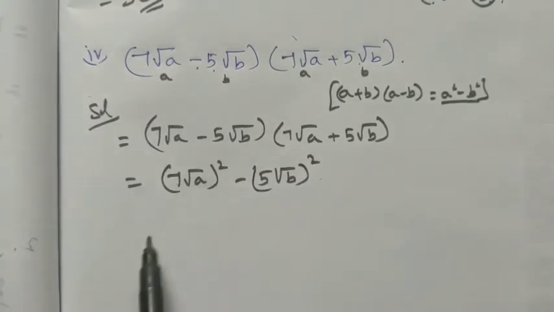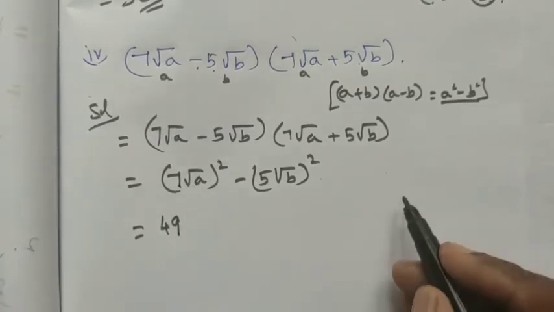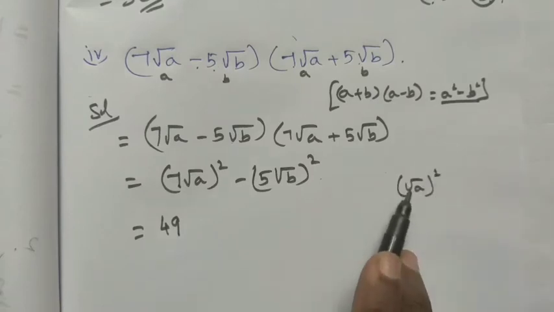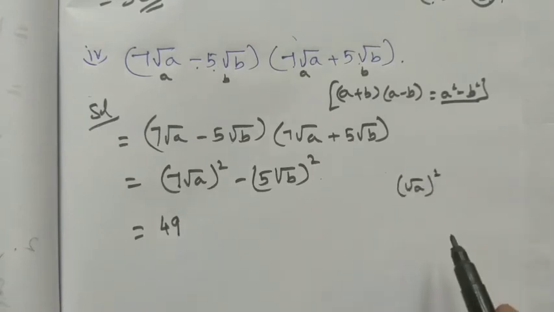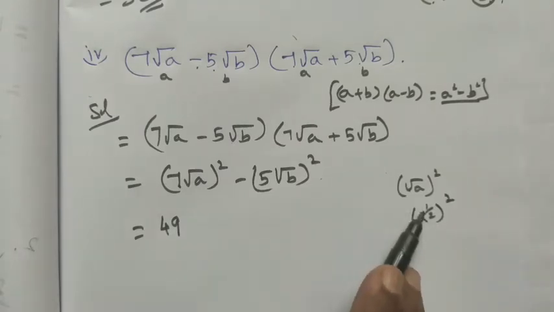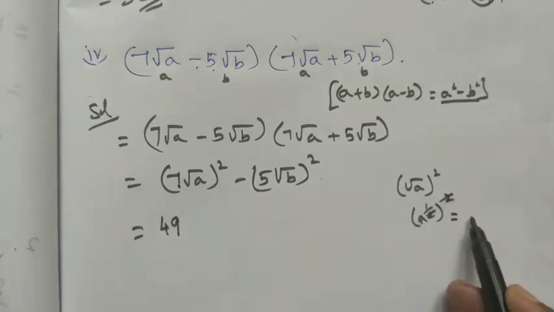Now we square the terms. 7 square is 49. Here we have root a whole square, which means for this root the value is power 1 by 2, whole square. Root value is 1 by 2. It is in multiplication to a, so the 2 will be cancelled, and we get a only.